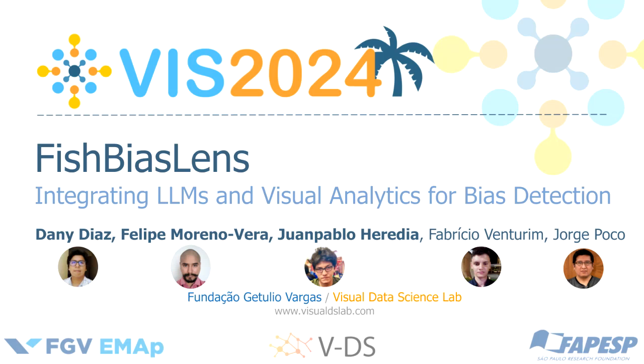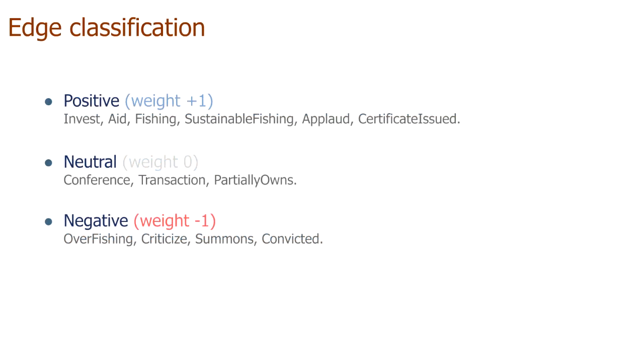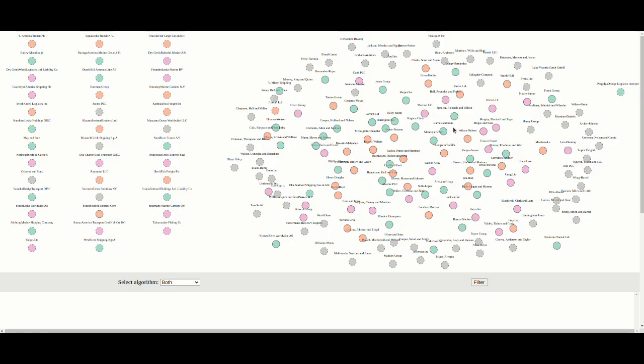Hello, we will present now our visual analytics tool developed for this challenge. To better quantify data, we further classified the edge types in the following categories: positive, neutral, and negative. We split our tool in two parts. In our first view we visualized the companies as nodes.